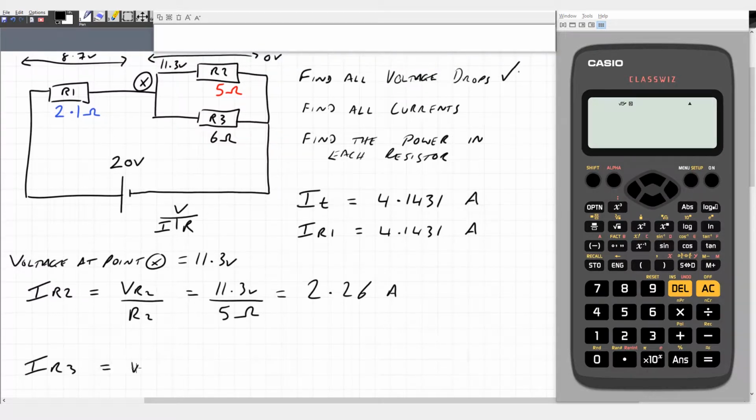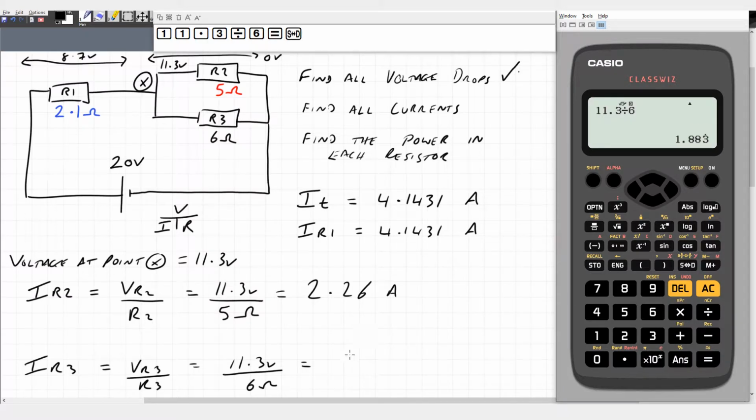The current in R3 is the voltage across R3 divided by the resistance of R3, but it's in parallel with R2, so the voltage drop is the same. They both have 11.3 volts across them, R2 and R3. So it's 11.3 divided by 6 ohms, 1.883 recurring. So 1.88 will do for now really, or 1.883. But if you're going to use it later, be as accurate as you can. So the current through R3 is 1.88 amps roughly. So we've worked out all three currents and the voltage drops.